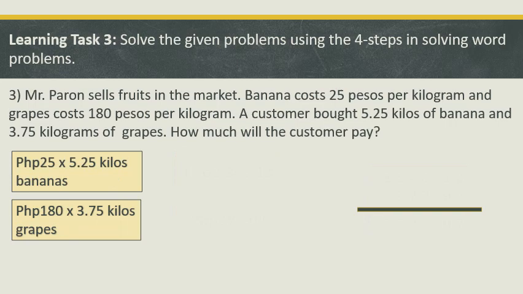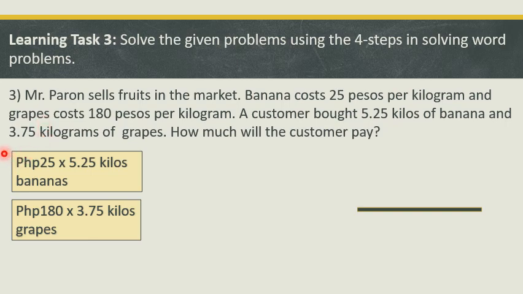Then we have number 3. Mr. Paron sells fruits in the market. Banana costs 25 pesos per kilogram and grapes cost 180 pesos per kilogram. A customer bought 5.25 kilos of banana and 3.75 kilograms of grapes. How much will the customer pay?